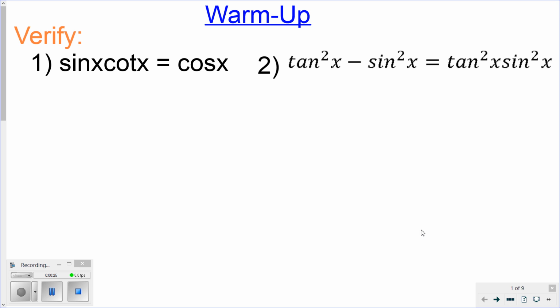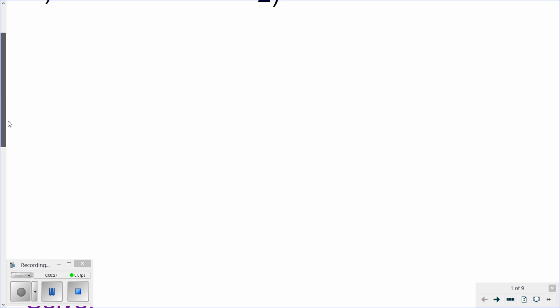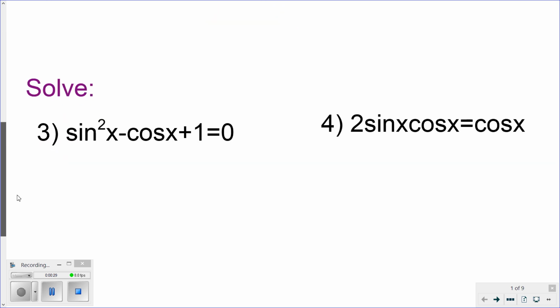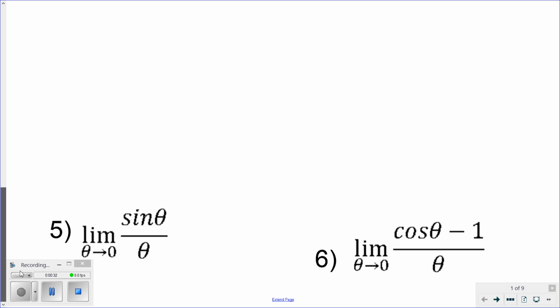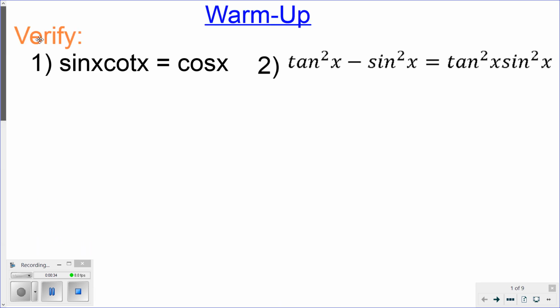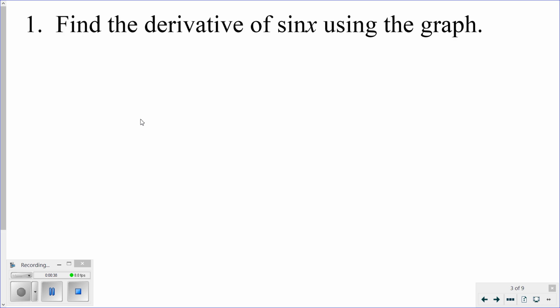Okay. So there's a little warm up here that's practicing finding different things. You can come back to that later and try that on your own, but most of that is review. So let's jump into our first derivative. We're going to find the derivative of sine using the graph.